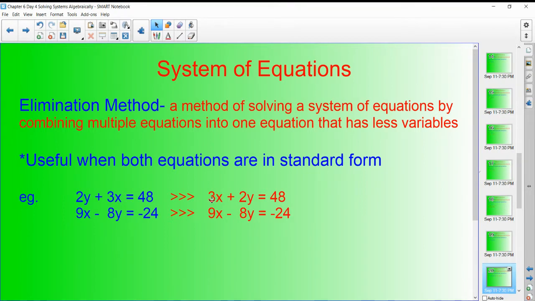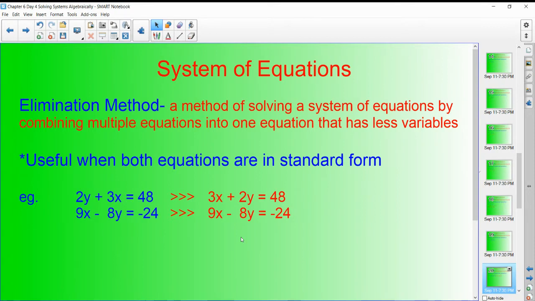So now I can add down and get 12x minus 6y. And there's a problem. I didn't eliminate any variables, so that's a problem. Can't do that. Maybe I could try subtracting. 3x minus 9x is negative 6x. 2y minus negative 8y is 10y. And once again, I did not eliminate any variables. So I'm starting to think that elimination might not work for here.